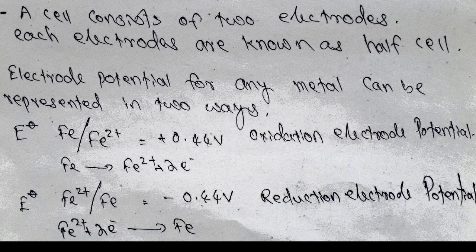See the next one, E0 for Fe2+ to Fe. Fe2+ receives electrons and changes to Fe. It is reduction. The potential difference of this one is the reduction electrode potential, and its value is negative: minus 0.44 volt. A negative value always represents reduction.